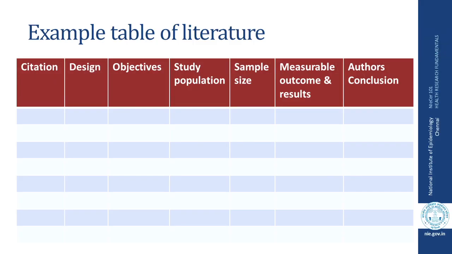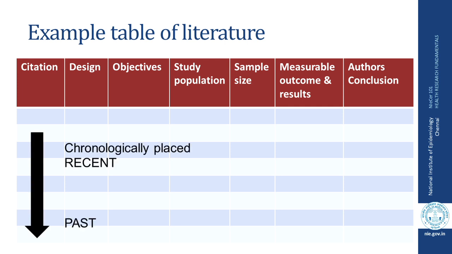This is how a model table looks, an example table of literature, where you can add and delete your required columns. I made an example table. You can see citation, design, objective, study population, sample size, what the measurable outcomes are, what the main findings are, and what the author's conclusions are. You can organize it in a table, which helps you to critically appraise it.